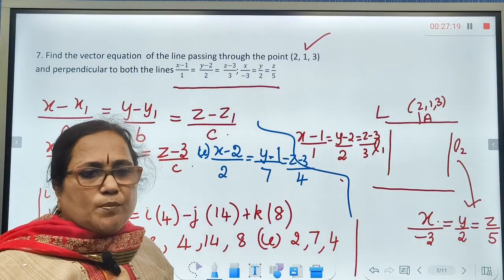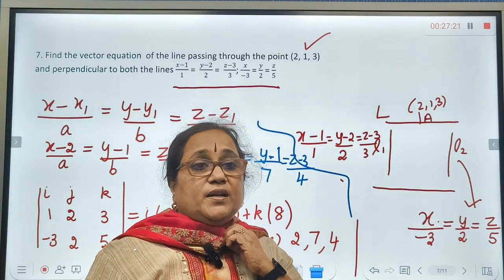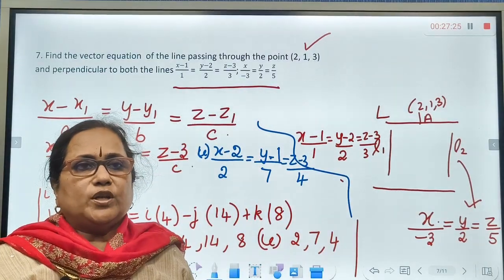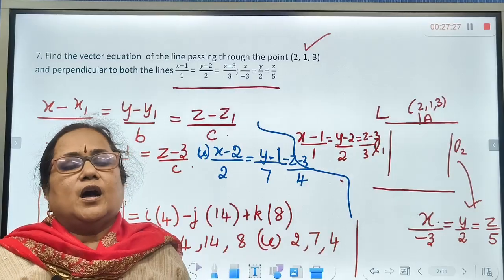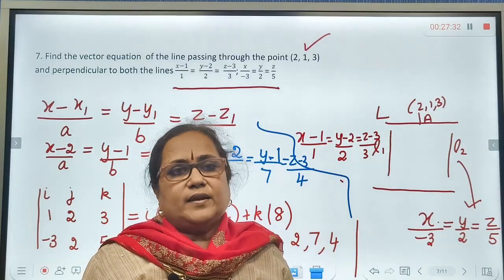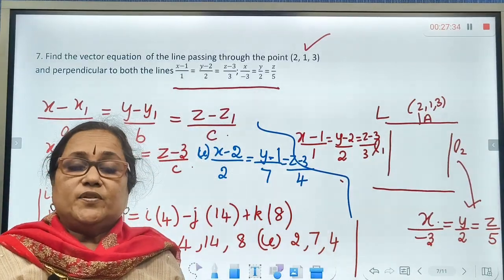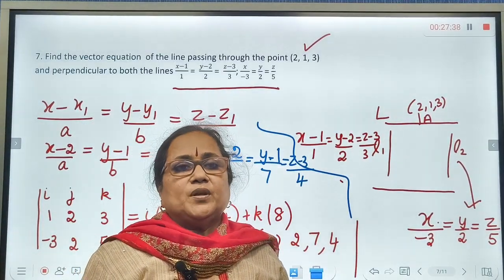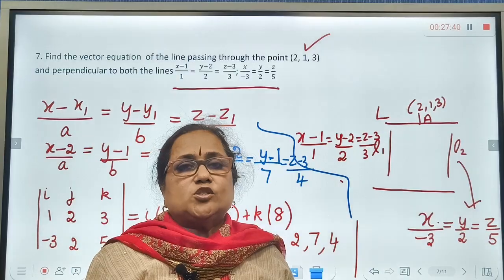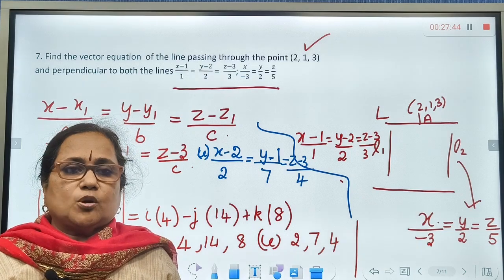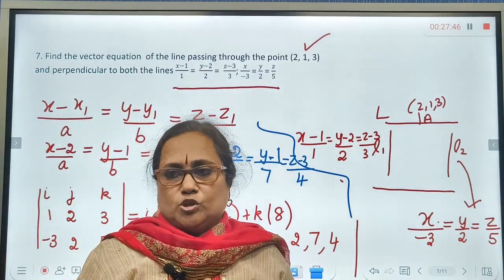So today we just touched upon the basics of three-dimensional geometry with respect to problem solving. Like simple problems, how to write the equation of a straight line, how to find DCs, how to find DRs, how to find a point on a line, how to find the angle between two lines. I hope you have understood what we learned today. This is part 1 of a series of videos which I am planning to do on three-dimensional geometry. I hope you will find them useful.